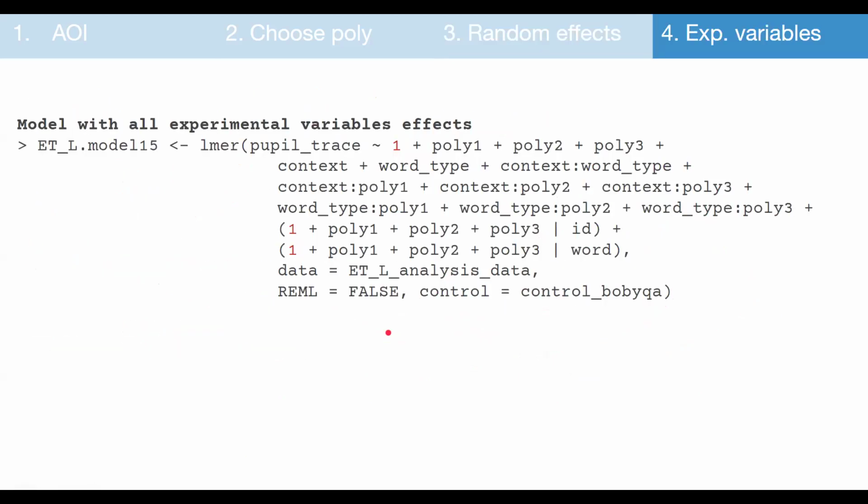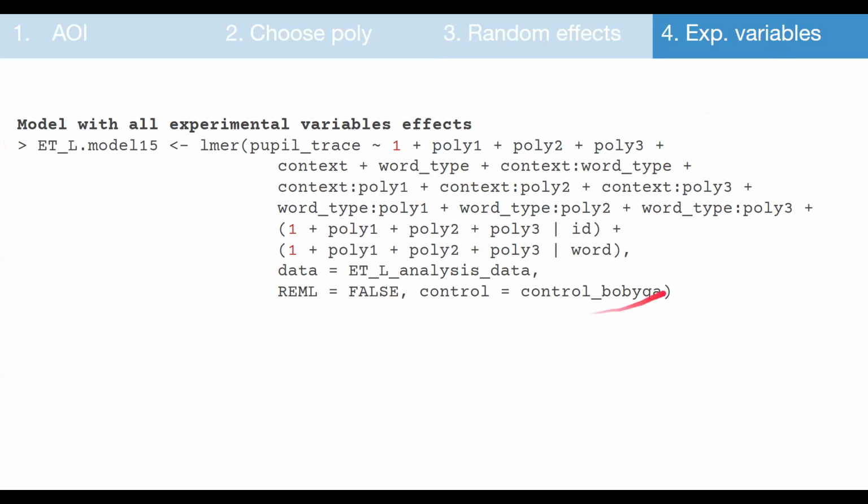Okay, so we are done with the first 3 steps. And now we have the final step, that is testing our experimental variable. Up to now, we didn't include any experimental variable. We were just doing all of the things that surround it. But what we want now is to test if there are any effects of context and of word type in this case.